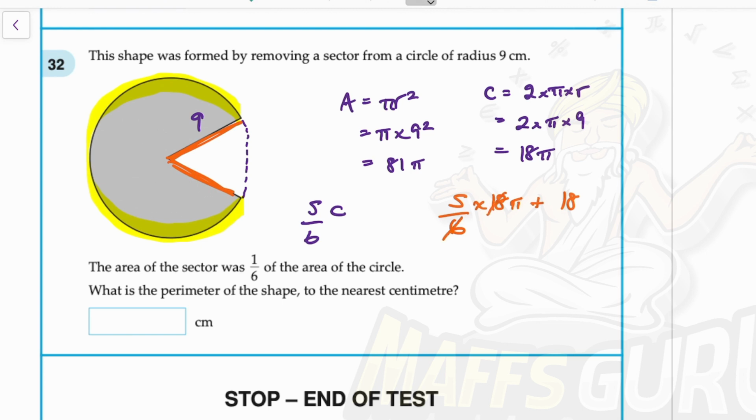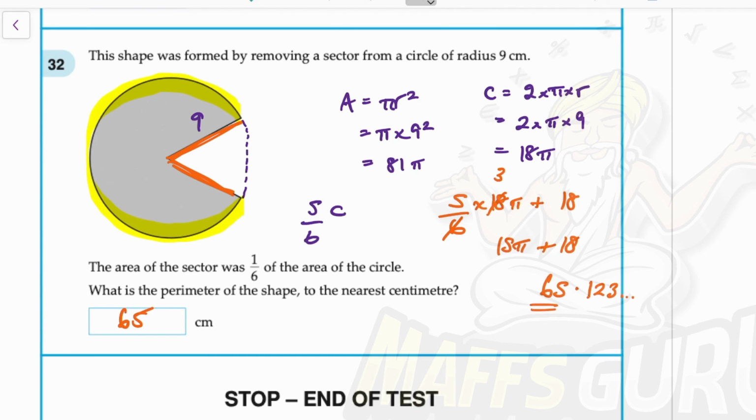So 6 goes into 18 3 times. 5 times 3 is 15 pi plus 18. Firing up my trusty calculator, I type 15 times the pi button, plus 18. You guys can't see this, but I'm just talking through it. My calculator gave me 65.123 and so on. Because it wants it to the nearest centimetre, I'm going to say 65 centimetres. And bearing in mind that looks nothing like 65, let's actually make it look like 65.